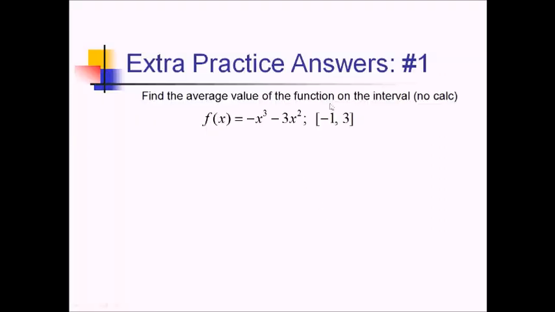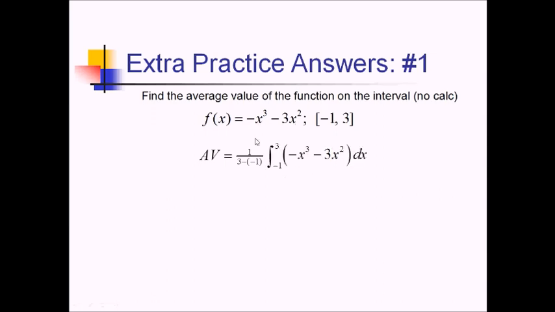On this problem, we want the average value of this polynomial from -1 to 3. So setting up our average value integral, we're going to have 1 over 3 minus -1, that's b minus a, times the integral from -1 to 3 of this polynomial.